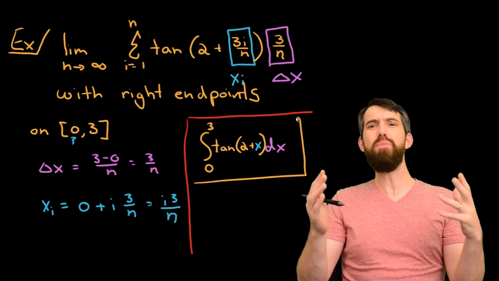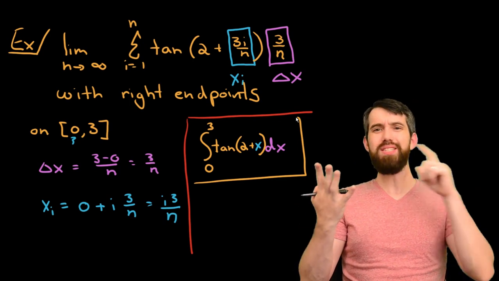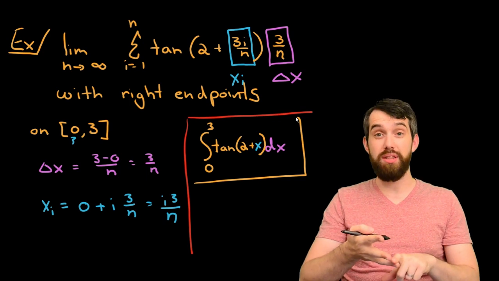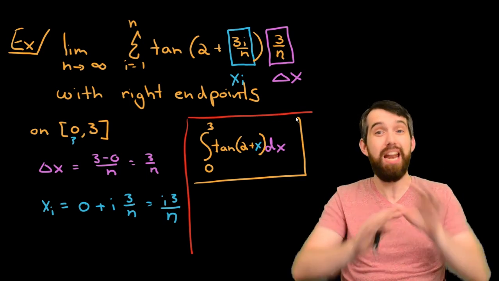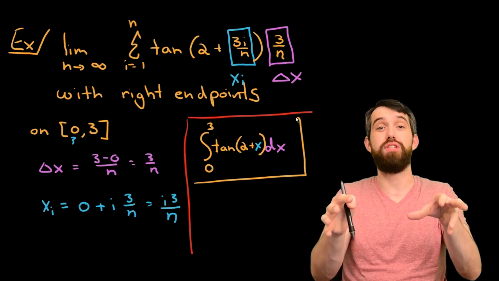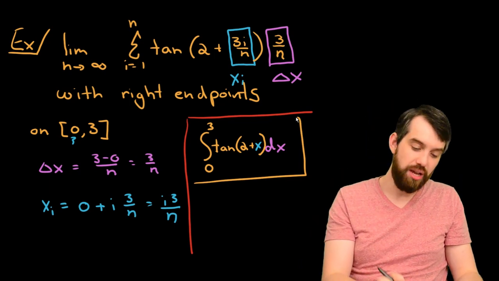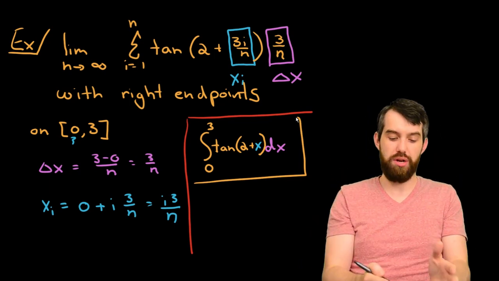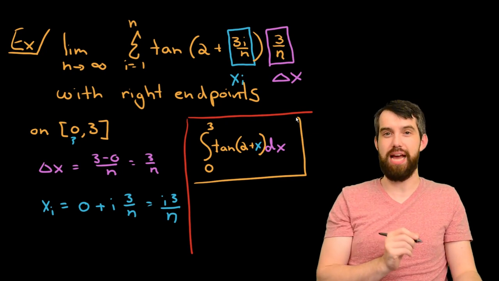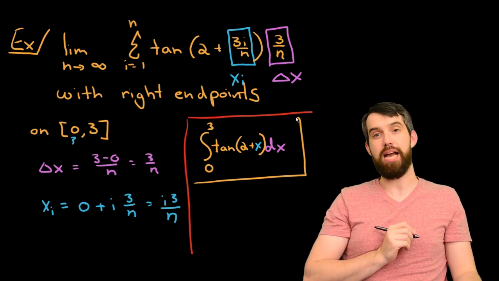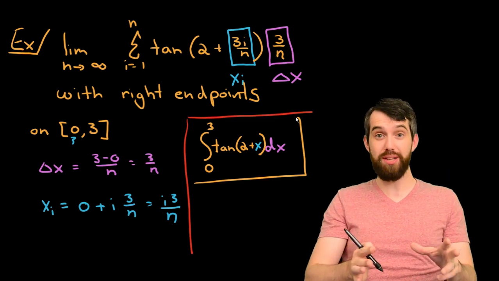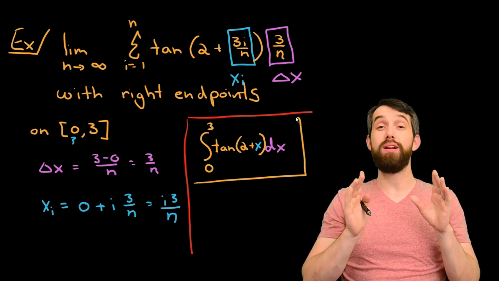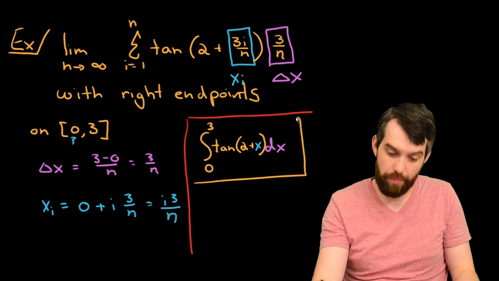It was all about figuring out what was the delta x, that was going to go into the dx, what was the xi, that was going to turn into an x, and then everything that remained was going to go into the function. The tangent and the 2 plus, that was going to go into the function, and the xi turned into the x, and the delta x part turned into the dx. Okay, so that was a fairly straightforward example. Let us see one more, slightly more complicated example.